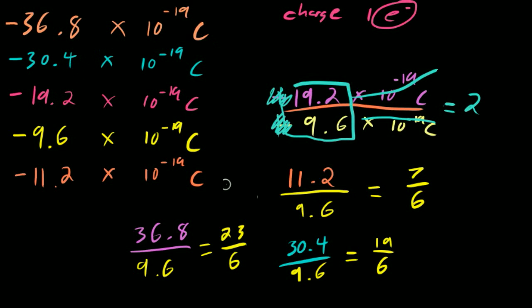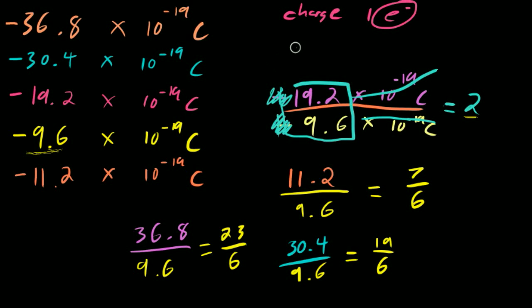But we took the ratios of all of the charges to our first guess at what the charge of one electron was. Our first guess was going to be the charge of the least magnitude, which was minus 9.6 times 10 to the minus 19 coulombs. And we found out that only one ratio that we took gave us a whole number, and that's what we're looking for to figure out the charge of one electron.